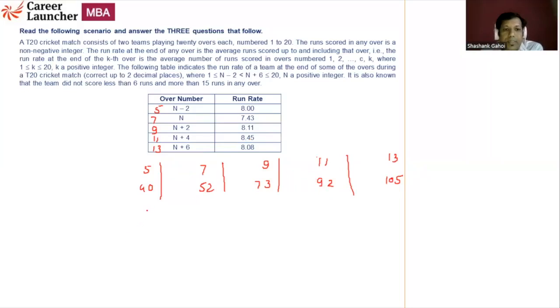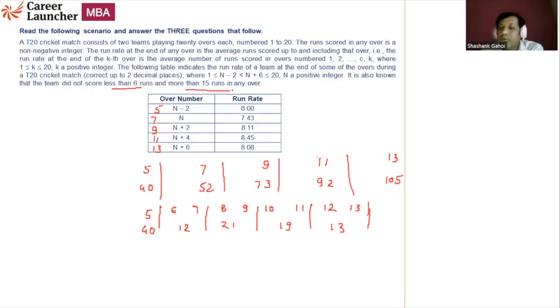Okay. So basically till 5th over, the runs made are 40. In 6th and 7th over, cumulatively the runs made are 12. In 8th and 9th over, runs made are 21. In 10th and 11th over, runs made are 19. In 12th and 13th over, runs made are 13. So this is what is given to us. As well as it says the team did not score less than 6 runs in any over and more than 15 runs.